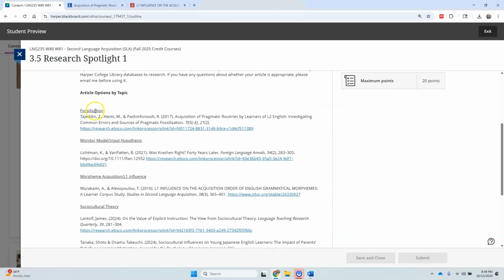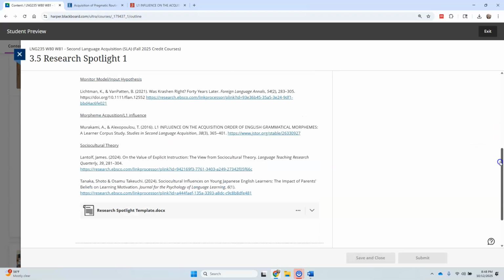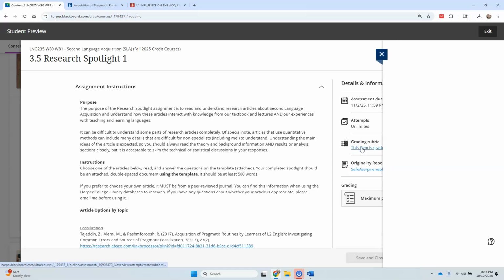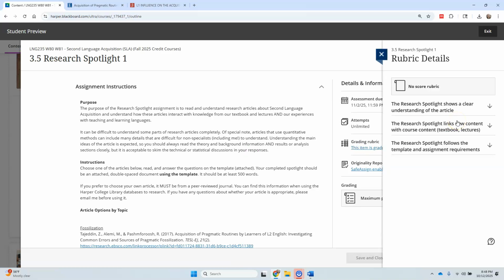Some are about fossilization. Some are about theories like monitor model or sociocultural theory, morpheme acquisition. You are truly welcome to do research on Harper College Library's website to find an article about something else. But as a reminder, this is a more important assignment. This is a 20-point assignment because we really want to see how well you can understand the research and use what you're reading in the book to interact with that research, okay?